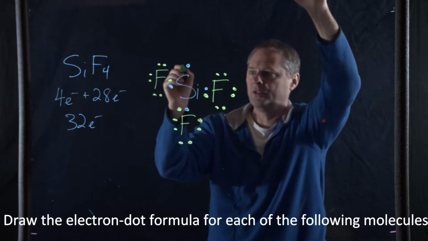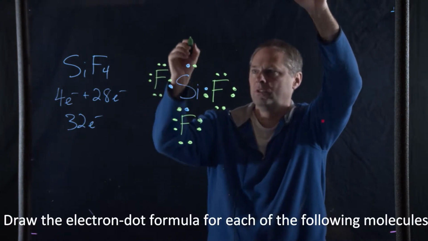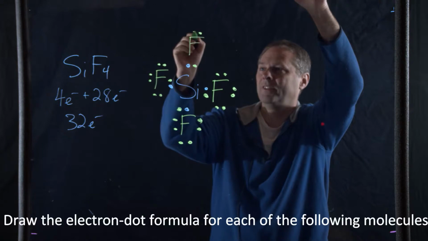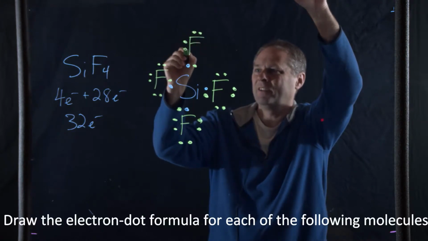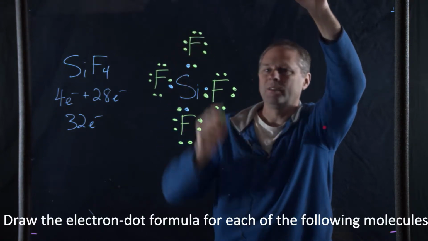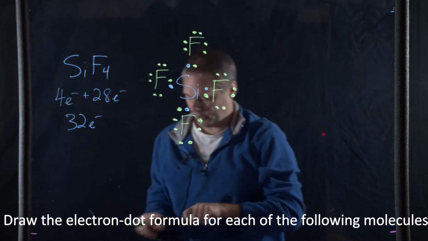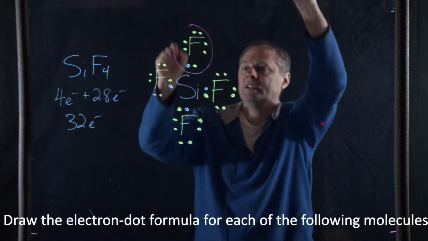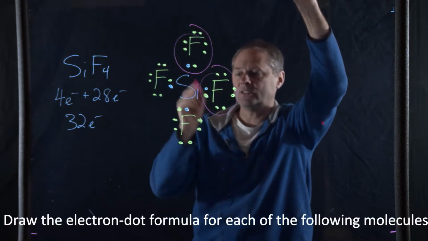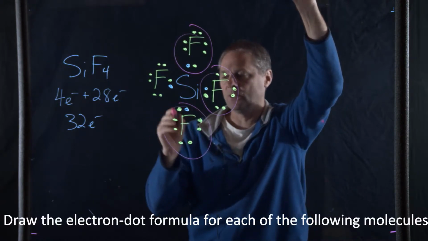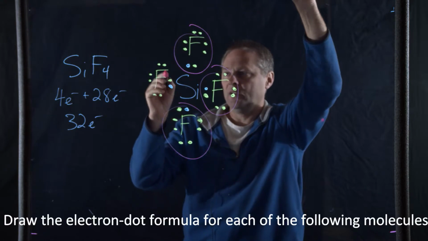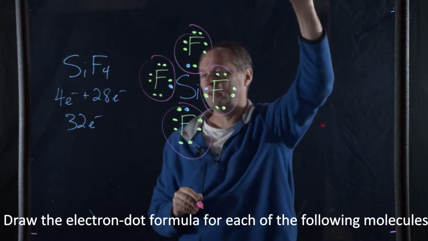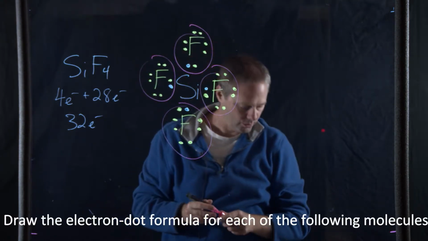Pretty exciting watching me draw dots, isn't it? Sorry. There. Now we can count all the electrons. So here's going to be 8. There's 8. That's going to be 16. Another 8 is going to be 24. And then there we have another 8, which is going to give us 32 electrons.